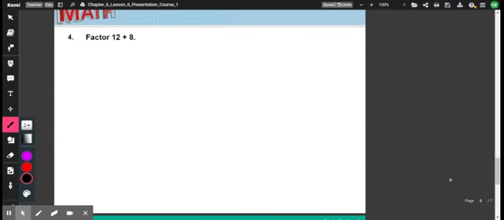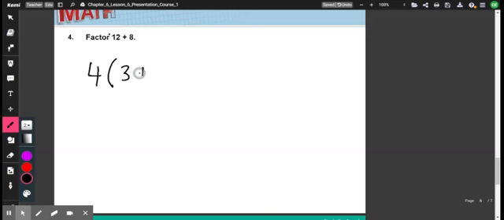All right, so now we need to go to example 4, which is also on page 487. So we are going to factor 12 plus 8, okay? So when we do these, we are going to think of greatest common factors, okay? A greatest common factor that I could think of off the top of my head between 12 and 8 would be 4, okay? So 4 times what is going to give us 12? 4 times 3 will give us 12, okay?